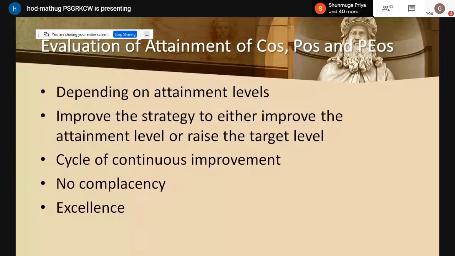If it is 1.97, what has to be done? If it is 2.6, what do I have to do to sustain it, and how well can I improve it, and how can I reach the top level? That sort of cyclic continuous improvement will lead your institution towards excellence.